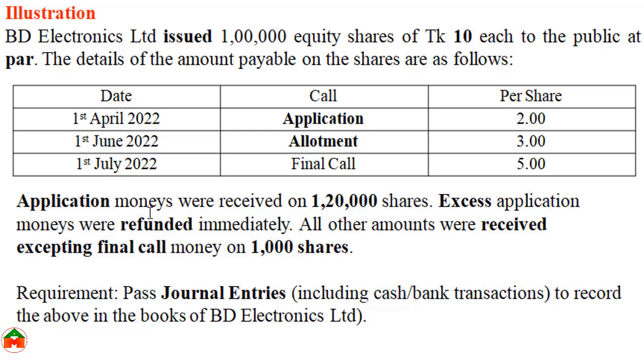Although you have issued 1 lakh equity shares, there are applications from the public for 1,20,000 shares. Since there is excess application, you are going to refund the money of 20,000 applications. All the other amounts were received excepting the final call money on 1,000 shares. That means although you are going to allot 1 lakh shares, there is a failure from 1,000 shares to pay the final call. However, from this information, we are going to learn the journalizing process.